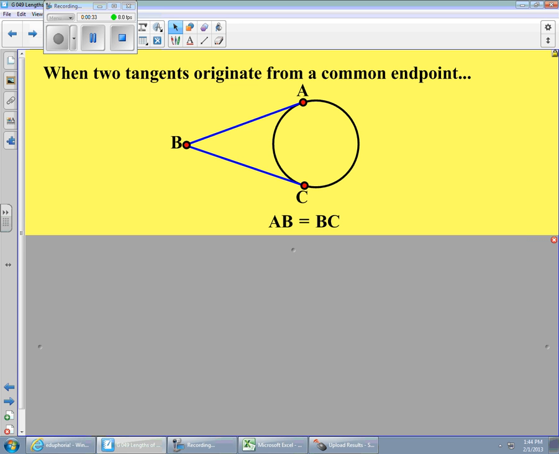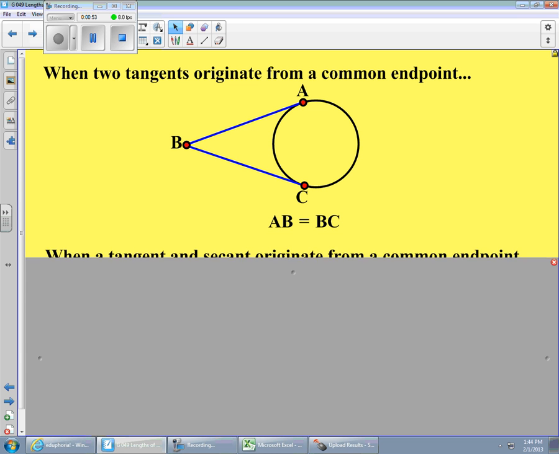Okay, well, that's the first rule that we're looking at today. When two tangents originate from a common endpoint, then the length from that endpoint to the point of tangency on one of them, and from that endpoint to the point of tangency on the other one, should be the same length both times. So that one's kind of obvious, and again, we have talked about it before.